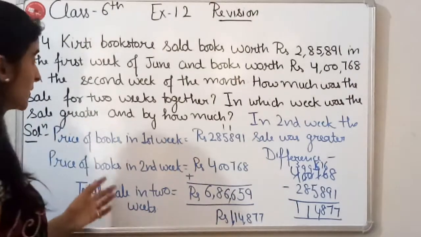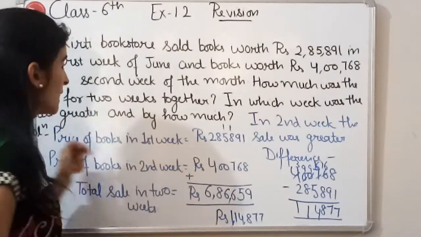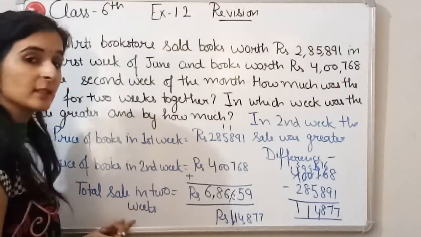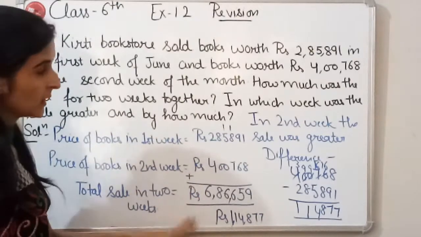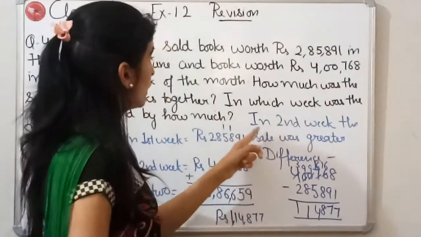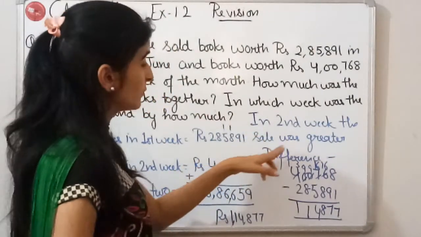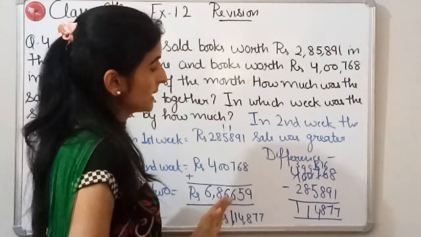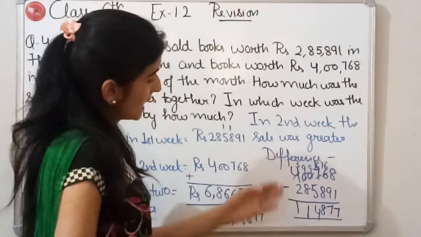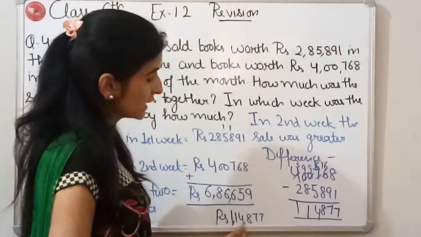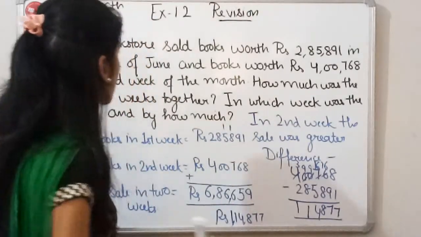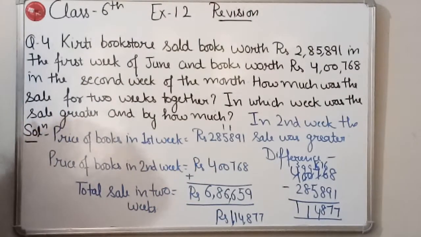We were given the price of books in the first week and the price of books in the second week. Firstly we find the total sale in these 2 weeks by adding them together. Then we compare in which week the sale was greater. In the second week the sale was greater. After that we find the difference between them, which is 1,14,877 rupees. Fine. So now let's move to the 10th question.